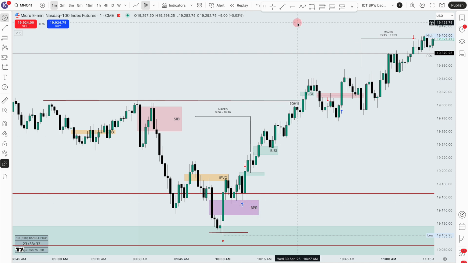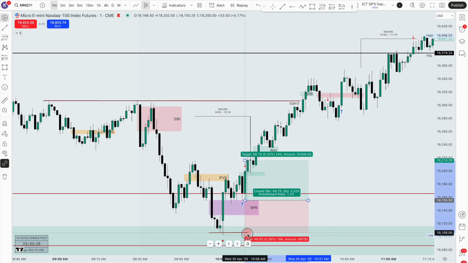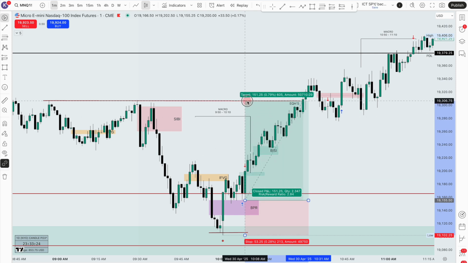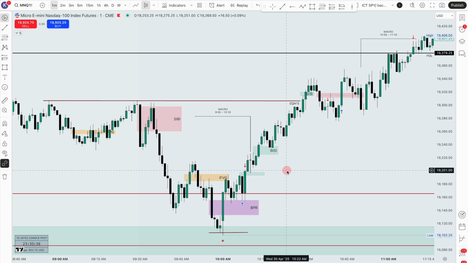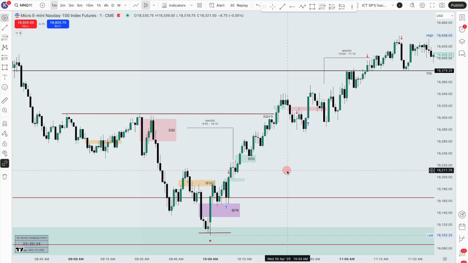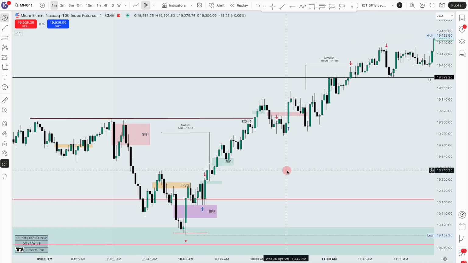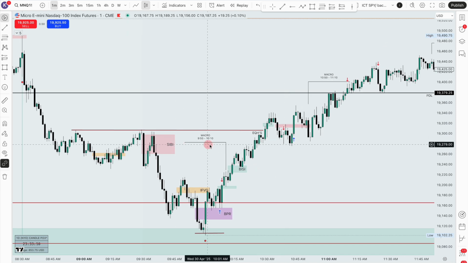And if we take an entry from here, stop at lows, our first target will be equal highs, of course, liquidity. It could be a 28.84 trade. Okay, then the next idea was for me to go short after taking these equal highs.